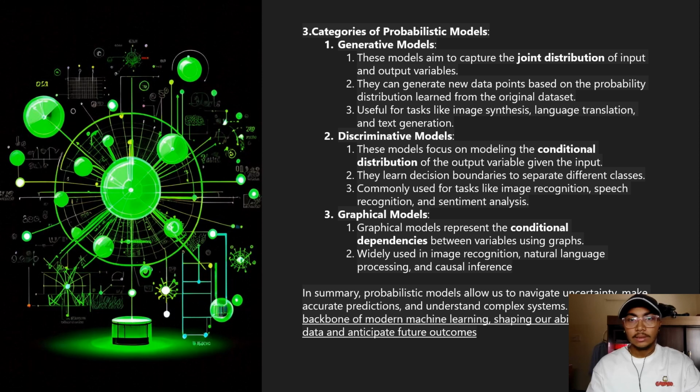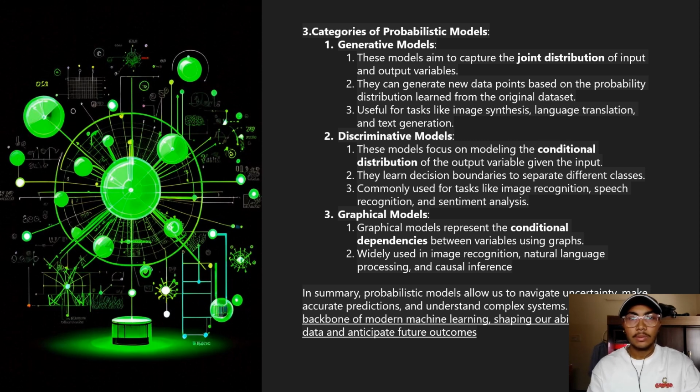Discriminative models. These models focus on modeling the conditional distribution of the output variable given the input. They learn decision boundaries to separate different classes, commonly used for tasks like image recognition, speech recognition, and sentiment analysis. Graphical models. Graphical models represent the conditional dependencies between variables using graphs. Widely used in image recognition, natural language processing, and causal inference.